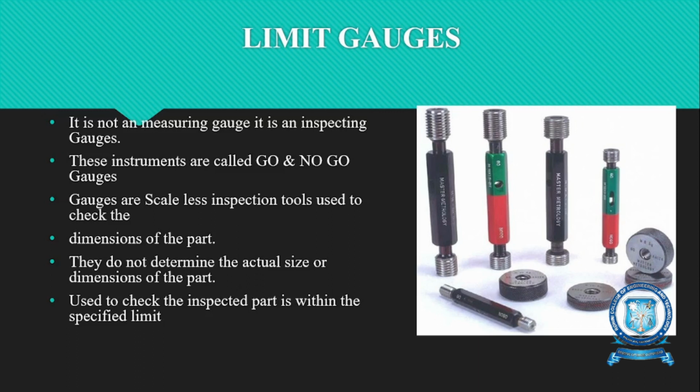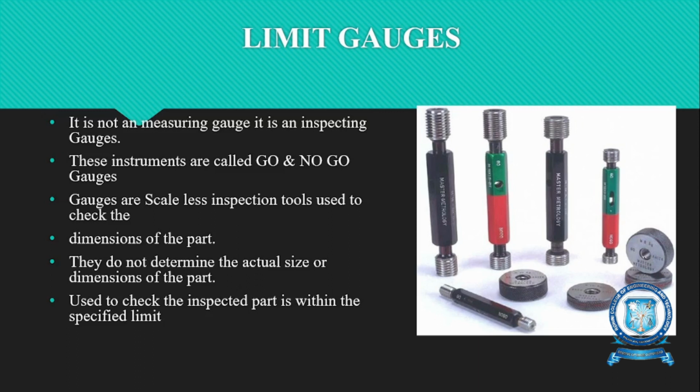So today's topic is limit gauges. We are going to discuss the limit gauges. It is one of the important instruments and it is very easy for beginners to use. A limit gauge is not a measuring gauge, it is an inspecting gauge. This limit gauge is only for checking or inspecting the elements. These instruments are also called go gauges and no go gauges.